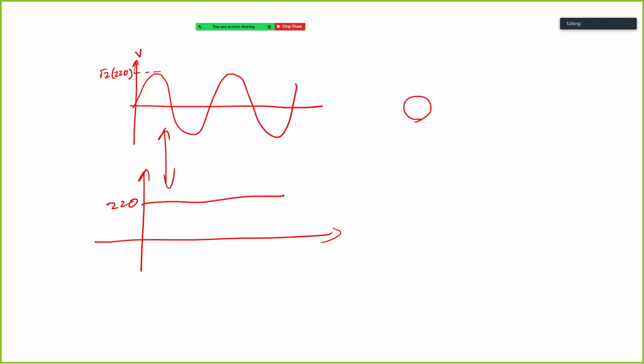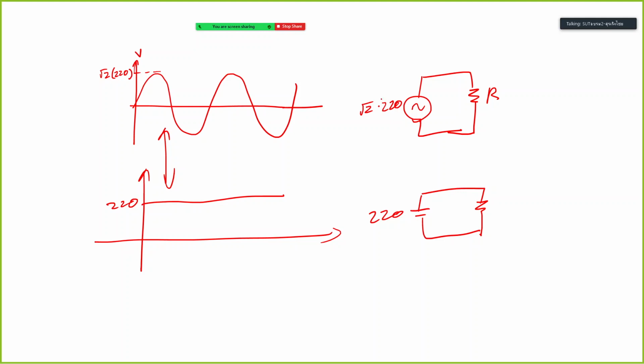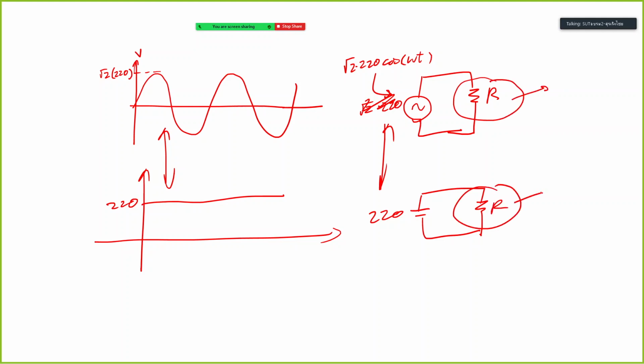Okay, if we connect this source to one load here, for example a resistance, this is square root 2 times 220 cosine omega t, and this is the DC source of 220 here, right? This will make this resistance absorb the same energy. This will have the same energy, equal to each other.